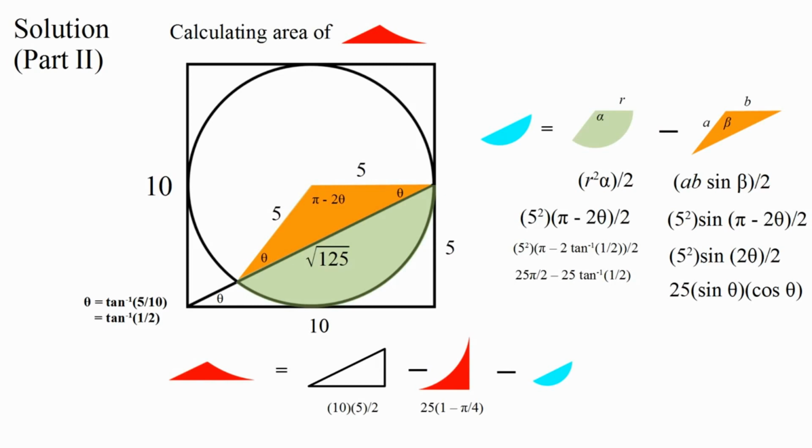And now we have a formula for the region of the circle that we want. It's 25 pi over 2 minus 25 times the inverse tangent of 1/2 minus 10. So we have all the different areas of the pieces we want and we can simplify this formula to get the area of the lower left-hand corner is equal to 10 minus 25 pi over 4 plus 25 times the inverse tangent of 1/2. This is approximately 1.956.